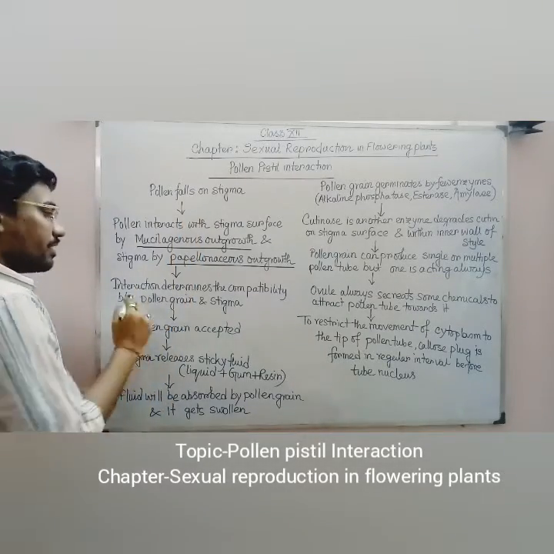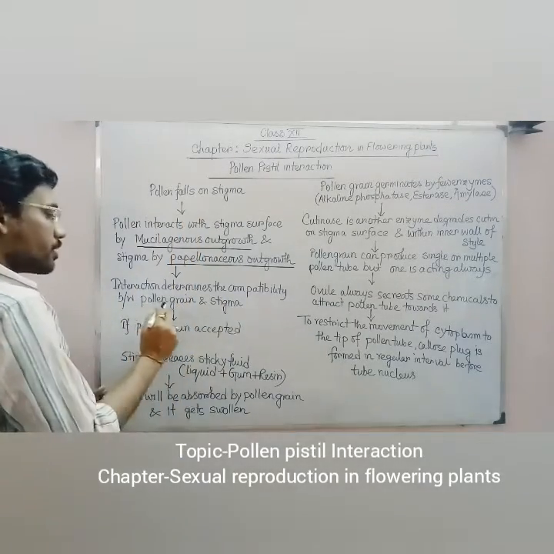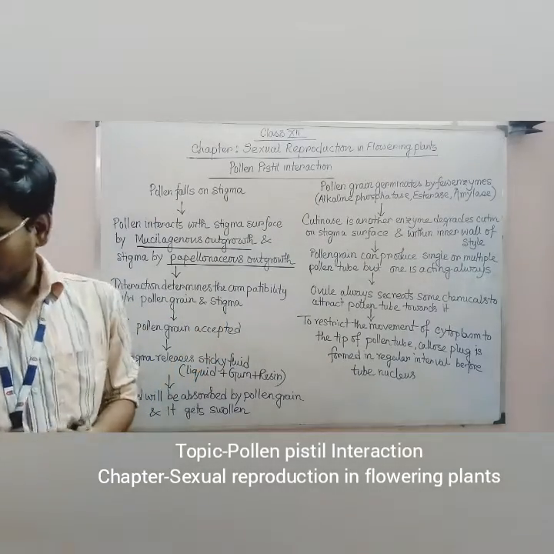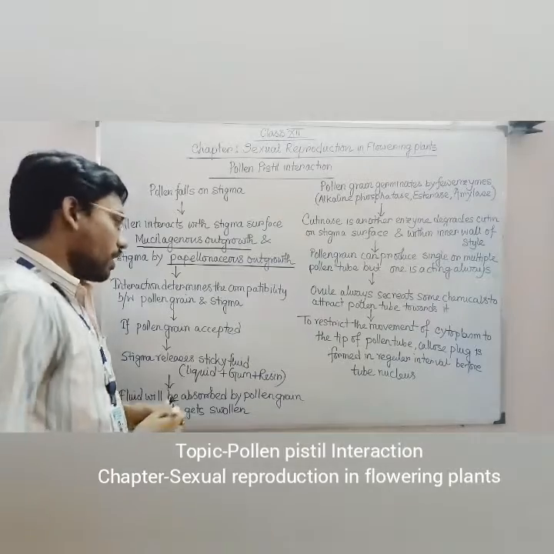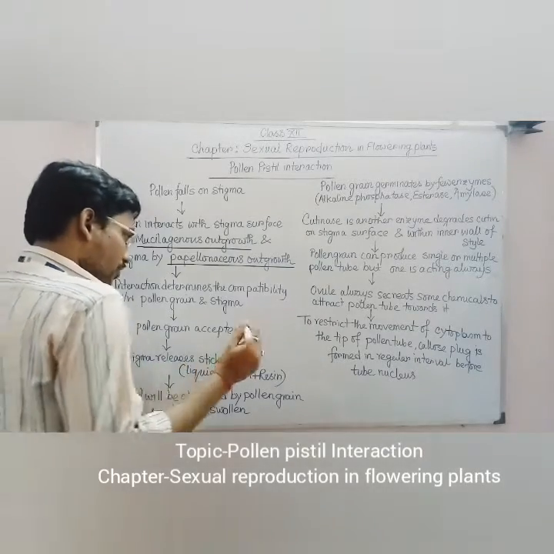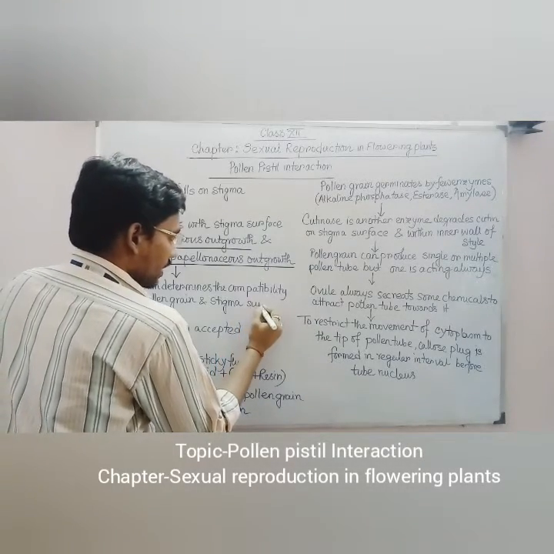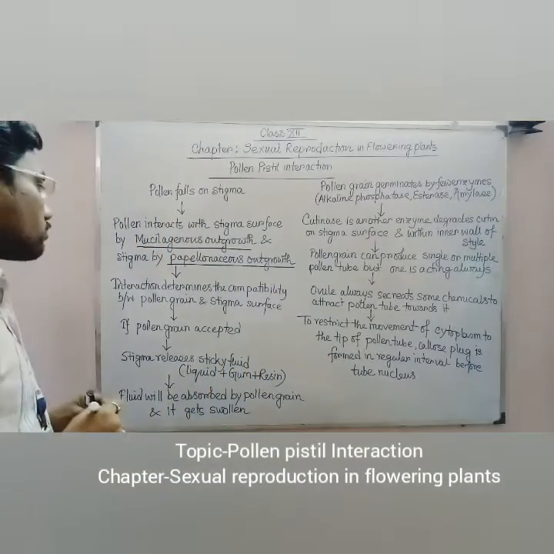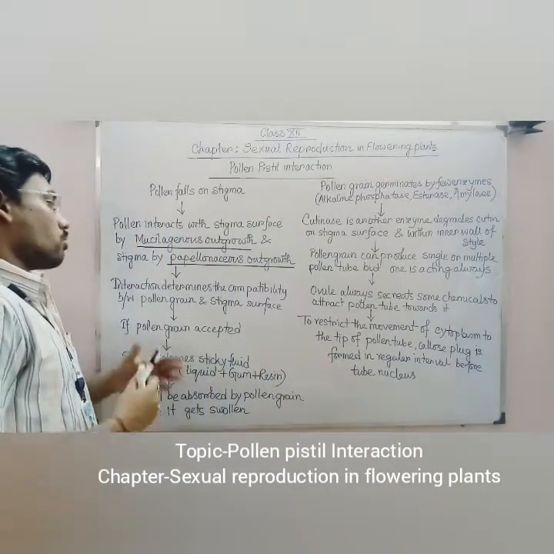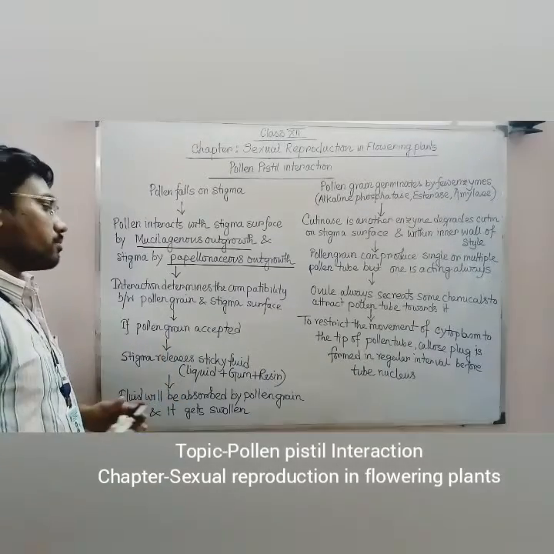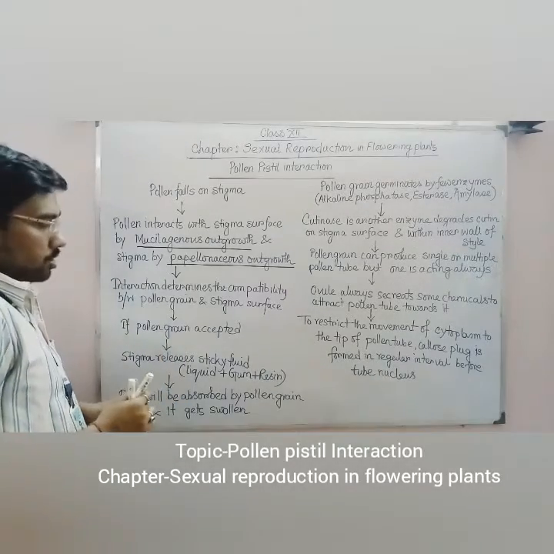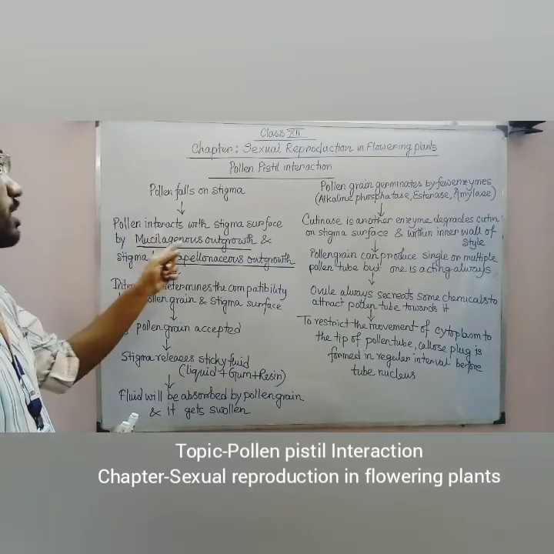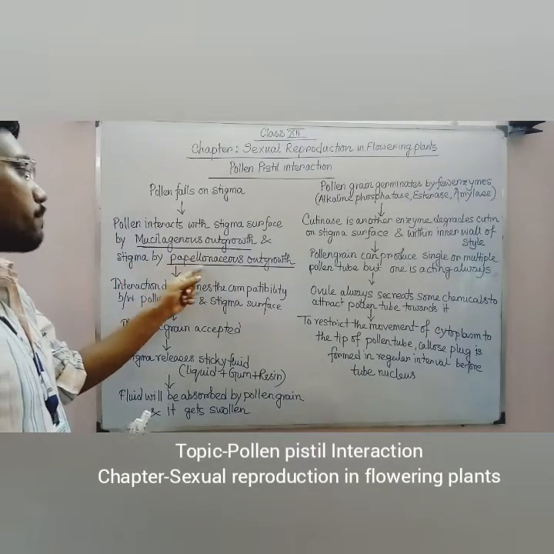Third step, you can see the interaction determines the compatibility between pollen grain and stigma surface. Always, we have to keep it in our mind that when this pollen grain is coming on the stigma surface, obviously it can make us understand whether the interaction is happening or whether the pollen grain is compatible for the stigma or not. That is understood when the interaction is happening in between mucilaginous outgrowth of pollen grain and papillonaceous outgrowth of the stigma.